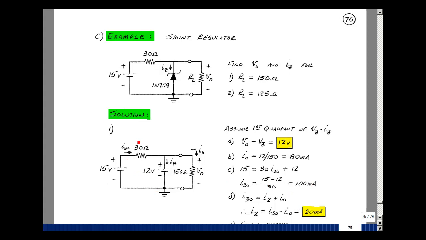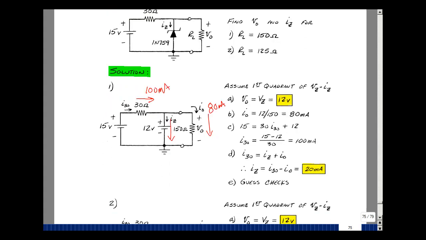There's 100 milliamps here. And there's 80 milliamps here. I could do a formal Kirchhoff's current law, but it's pretty easy to see that this is 20 milliamps. And our guess checks. The current is flowing from cathode to anode.